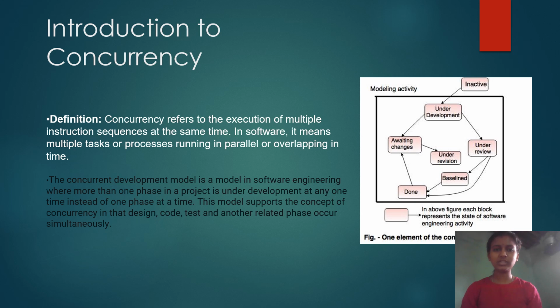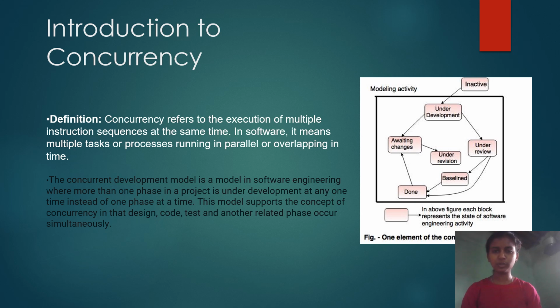When we come to the definition of concurrency, it mainly refers to the execution of multiple instruction sequences at the same time. When the sequence of instructions of any code or program is executed one by one, it's called concurrency. In other terms, in software, it means multiple tasks or processes running in parallel or overlapping in time.